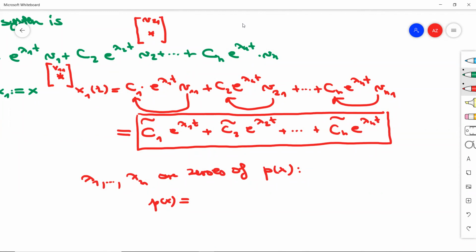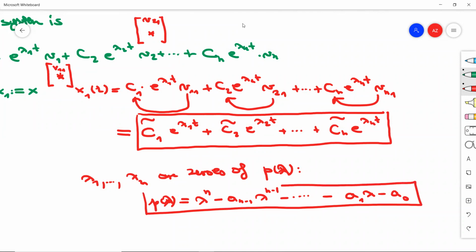So I will write this as p of lambda, which is lambda to n minus a n minus 1 lambda to n minus 1, and so on, minus a1 lambda minus a0. So this is another way of solving a differential equation of higher order.